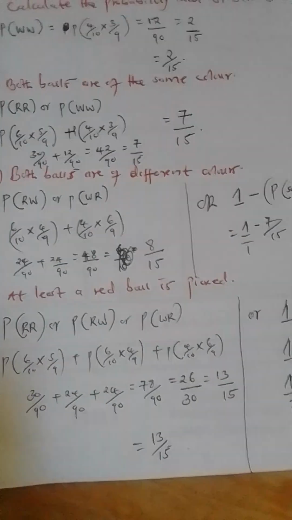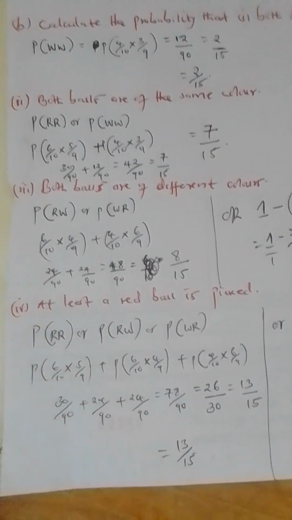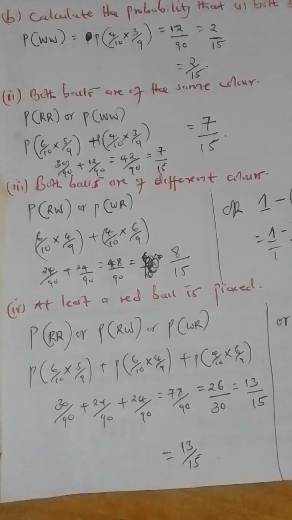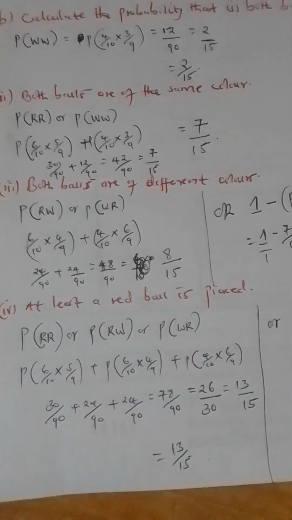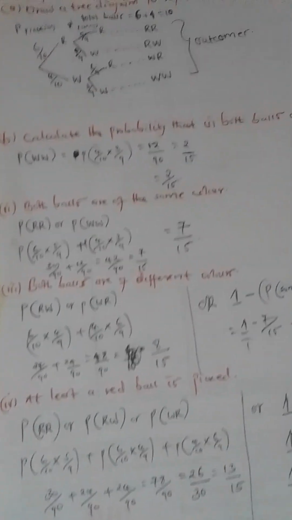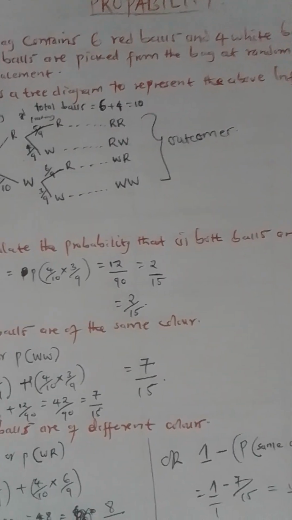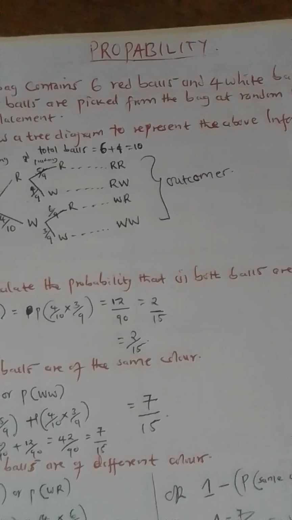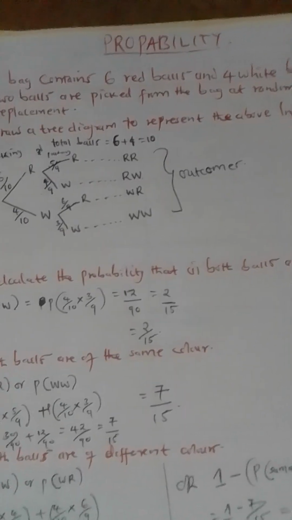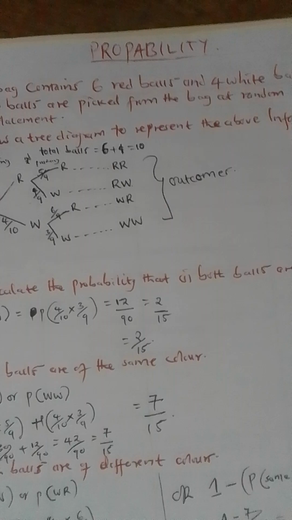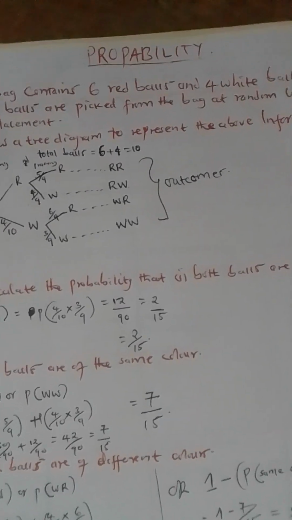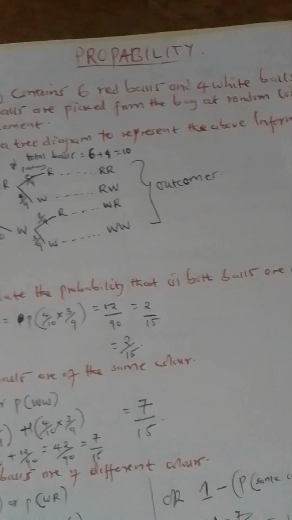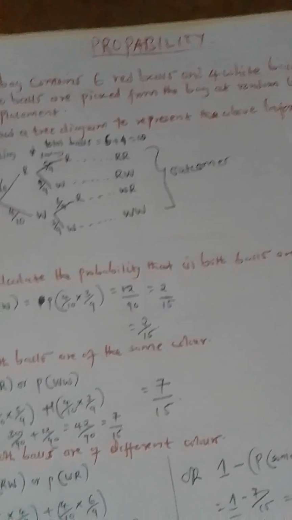The last question, at least a red ball is picked. In that case, we are going to find the probability where the outcome has at least one or more red balls. So from our outcomes, we have red red, red white, and white red. So we are going to find the probability of red red, or red white, or white red. And I said that in probability, or means plus. So it is the probability of red red plus the probability of red white plus the probability of white red.